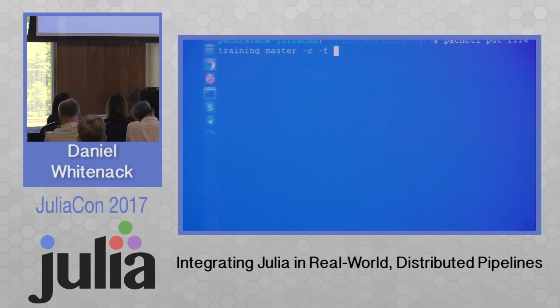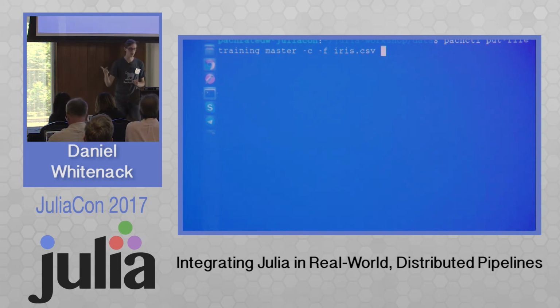There's a bunch of different ways to put in data in Pachyderm. You could give it a URL, you could give it a list of files, you could give it an S3 bucket, you could copy from another data repository. Here we're just saying put this file, iris.csv. So again, it's pachctl put file training master -c -f iris.csv.